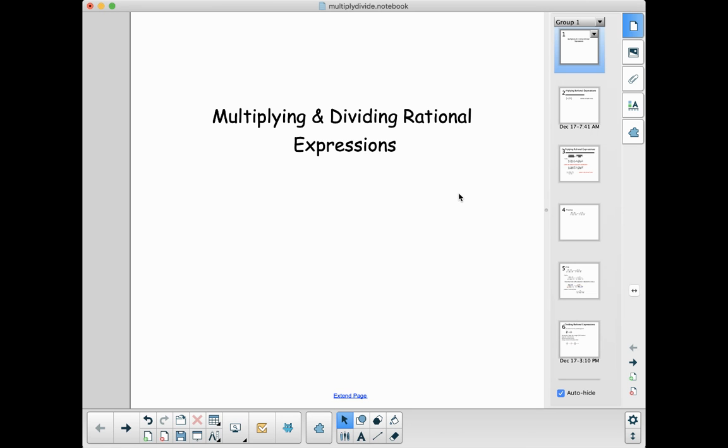We're going to continue our lesson on rational expressions, and we're going to learn how to multiply and divide them. It's very similar to simplifying, just some extra steps, but you still have to be able to factor, which hopefully we all know how to do now.